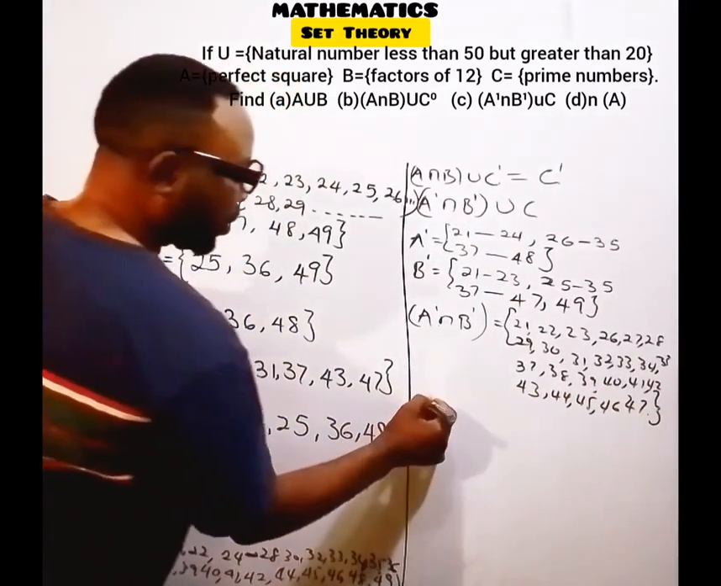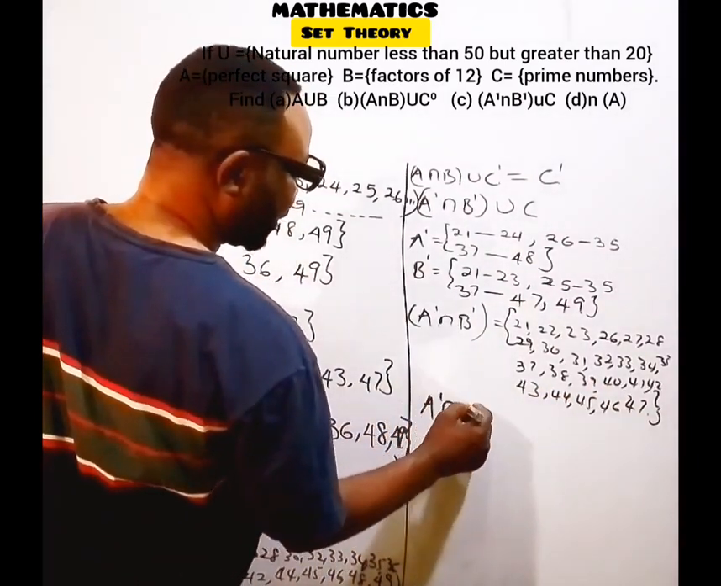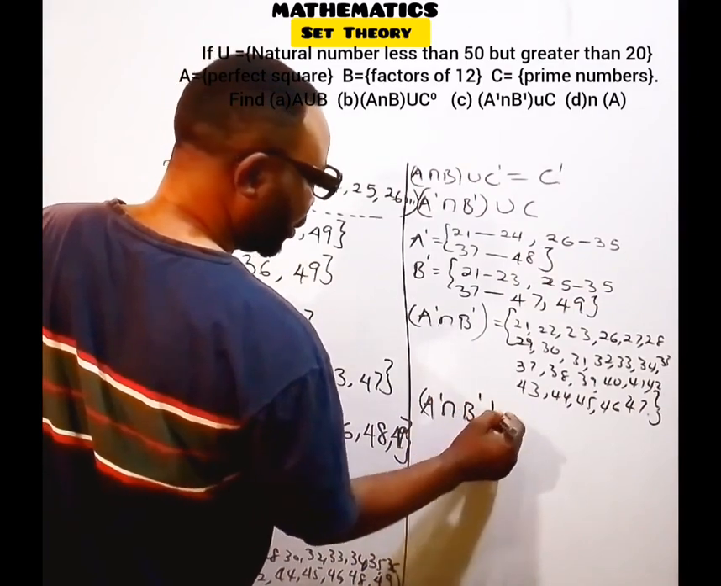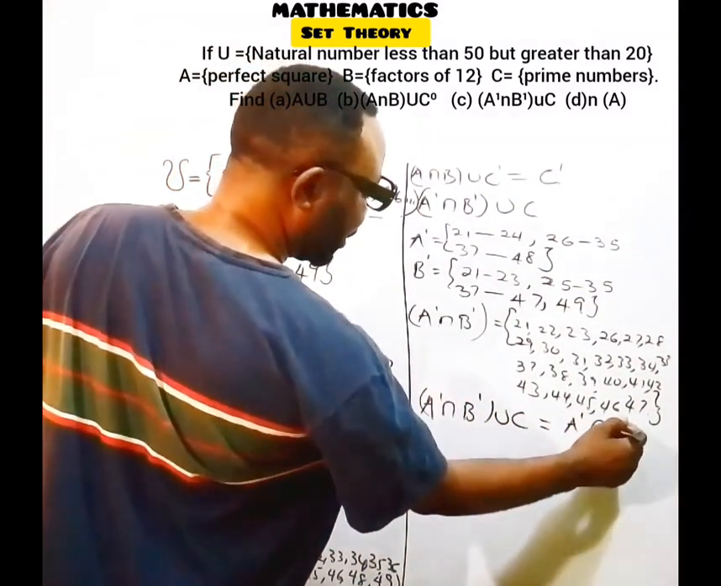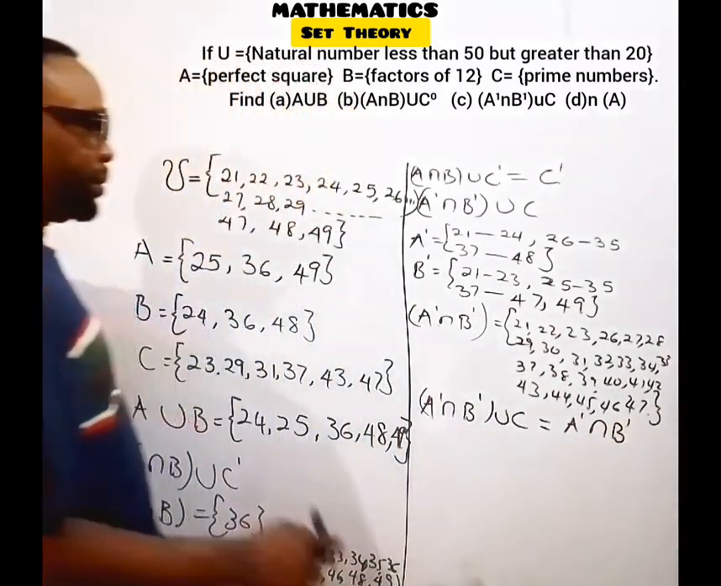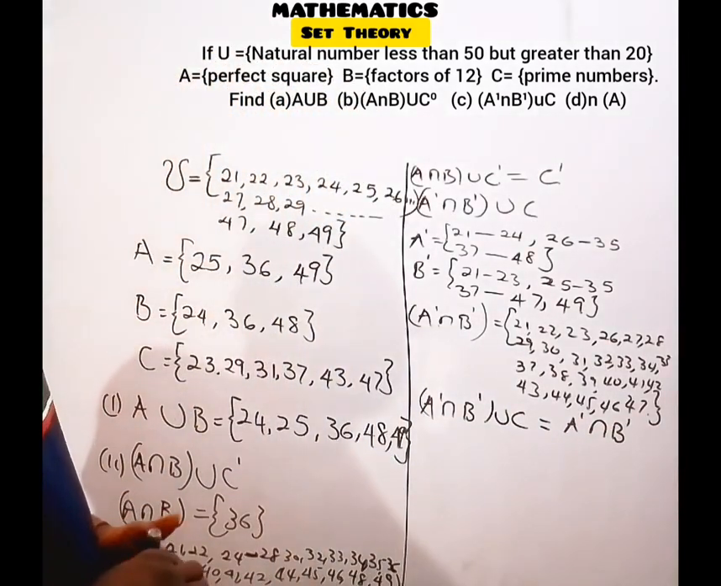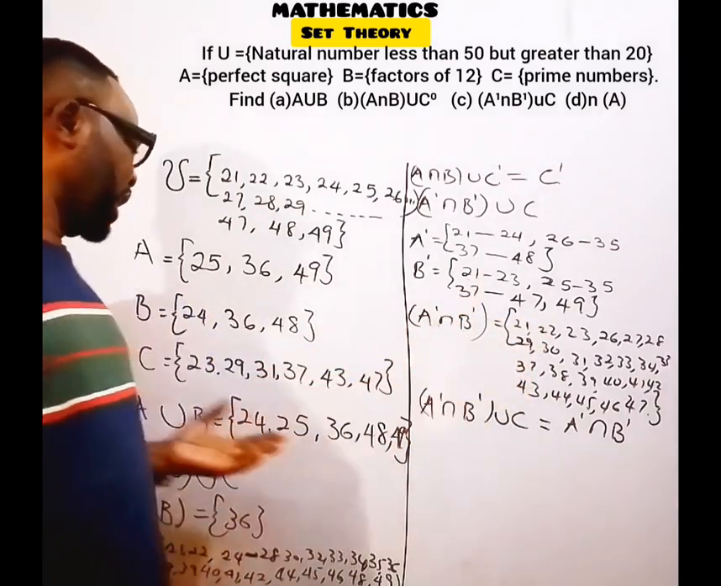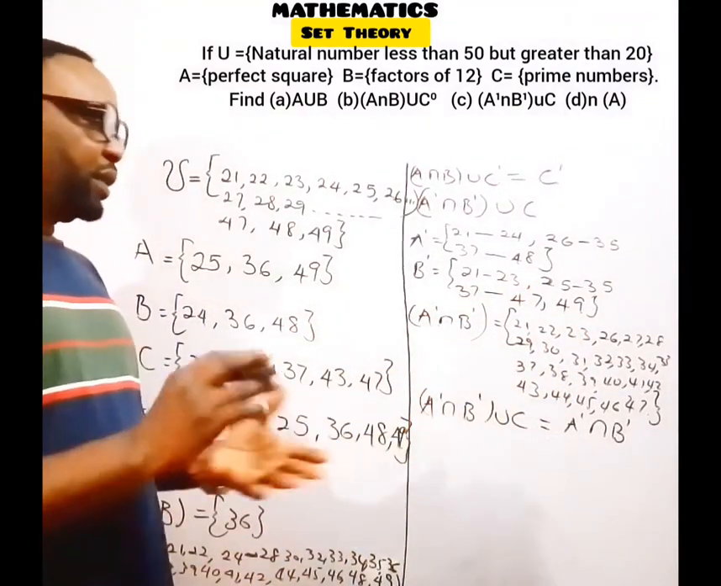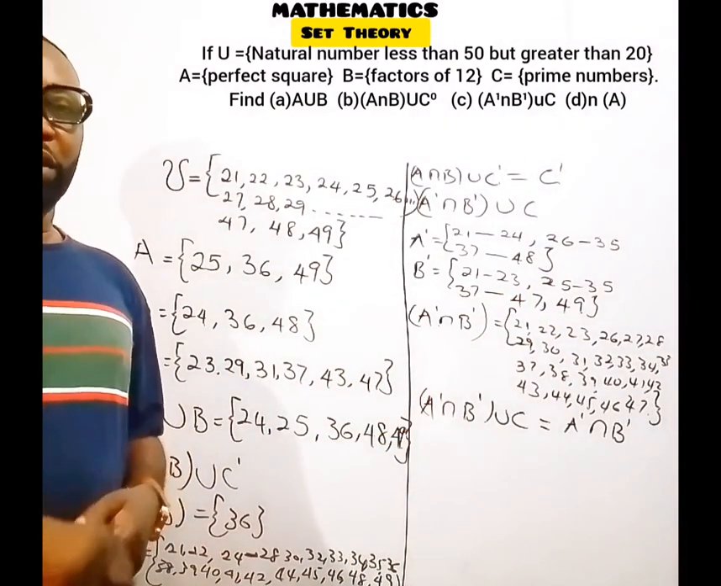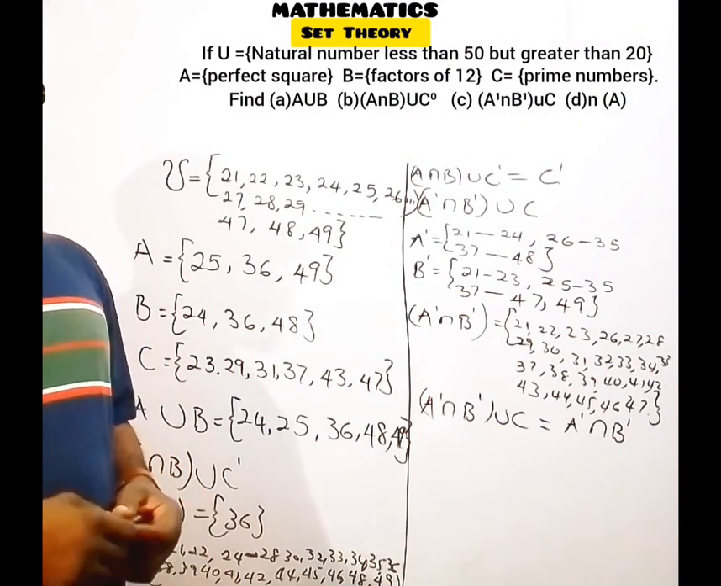So I can now conclude that A complement intersection B complement union C is equal to A complement intersection B complement, because all the values that are in this C are as well here. So there is no need for us to give ourselves so much stress any longer.